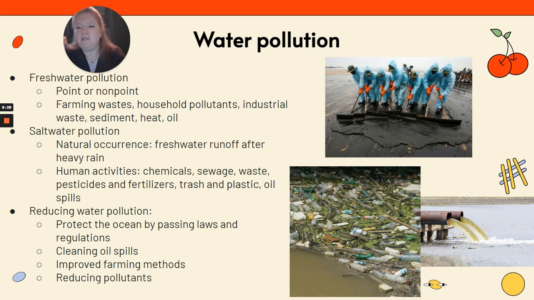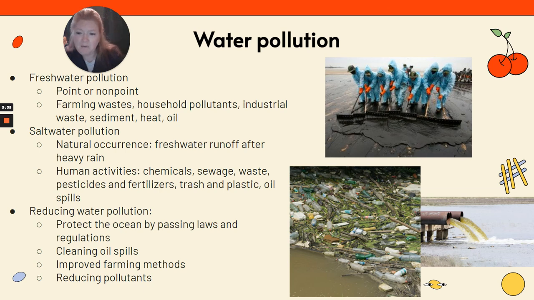Saltwater pollution is naturally occurring from when there's freshwater runoff after heavy rain. So eventually the water gets back to the ocean. If the fresh water is polluted, the ocean's going to be polluted. But it can also be directly polluted by human activities with chemicals, sewage, waste, pesticides, fertilizers, trash, plastic. The largest garbage dump in the world is in the ocean. How distressing is that? It's terrible. And oil spills also have a huge impact on ocean wildlife.